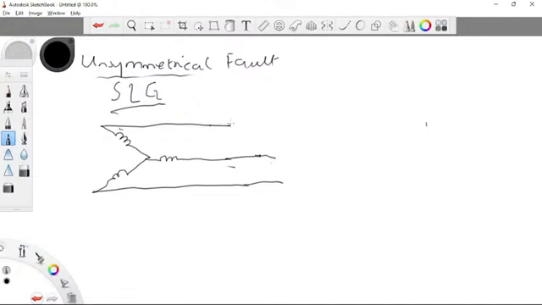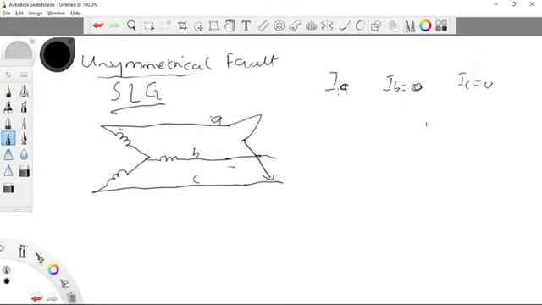So the fault is, how do you even draw this diagram? It's not like that, but let's take it like that. So let's say this is our fault. Our fault is on phase A, this is phase B, and this is phase C. That means there's a phase A fault current. There's no phase B fault current because the fault didn't occur at phase B. There's no phase C fault current.